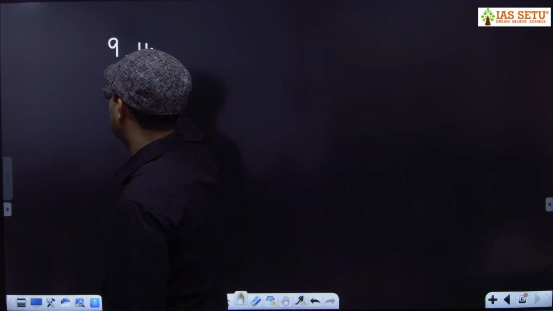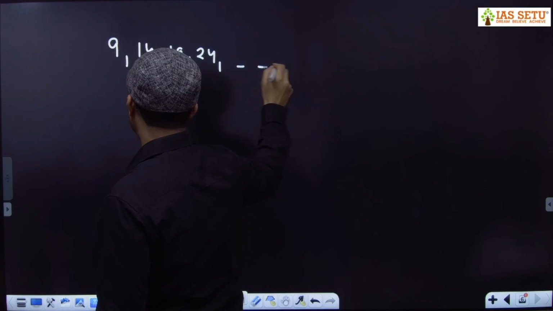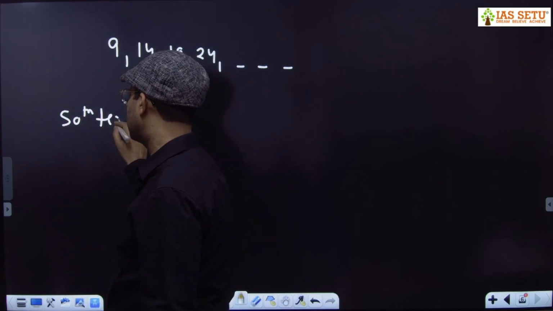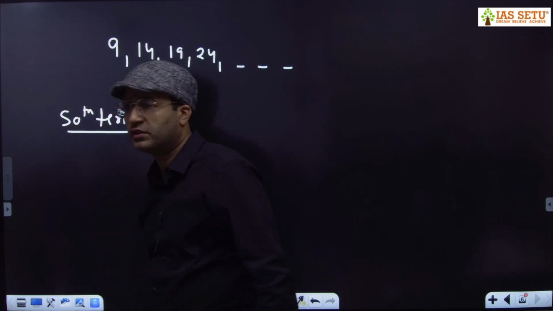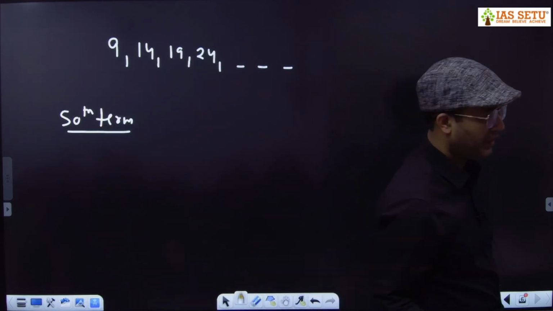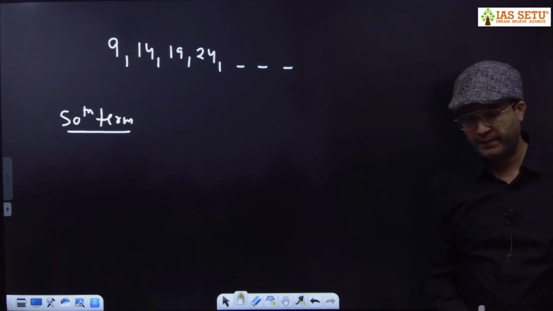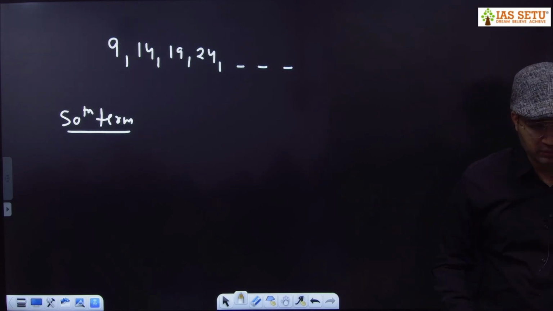9, 14, 19, 24 and so on. Find the 50th term in this given AP. Be careful. 50th term. What is your answer? चलो चलो करते रहो.